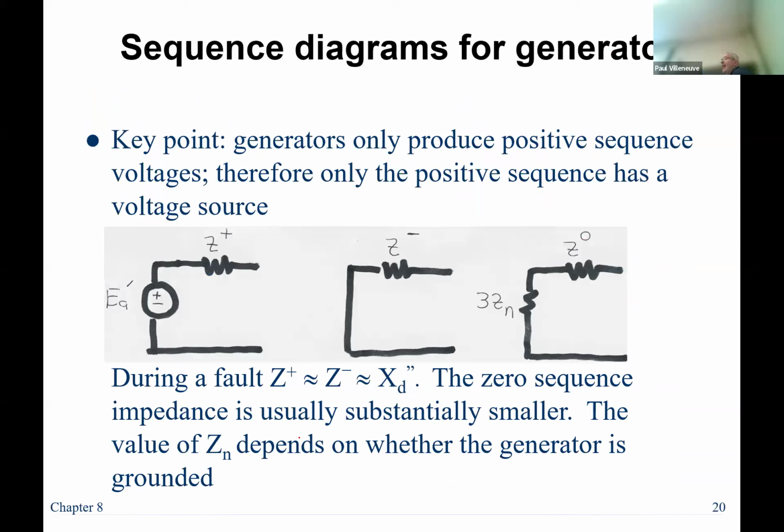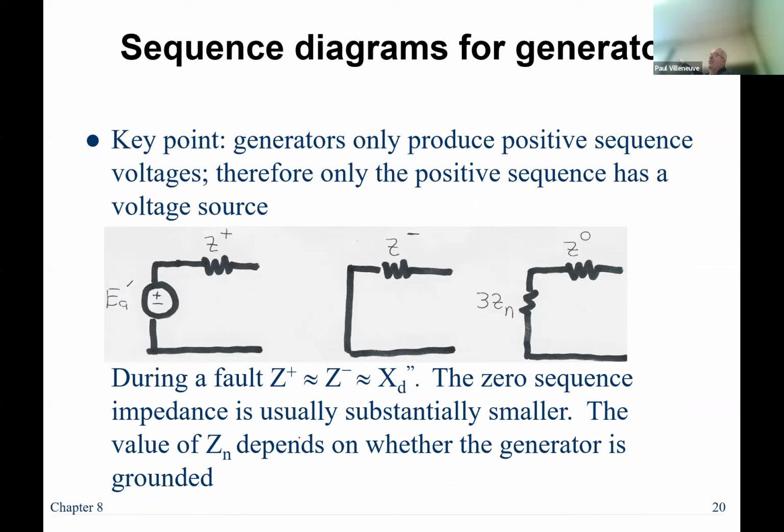So now we're going to go ahead and expand a little bit into those sequence diagrams. We already talked about we have positive, negative, and zero sequence diagrams. Now we're going to start identifying what those positive, negative, and zero sequence diagrams look like.